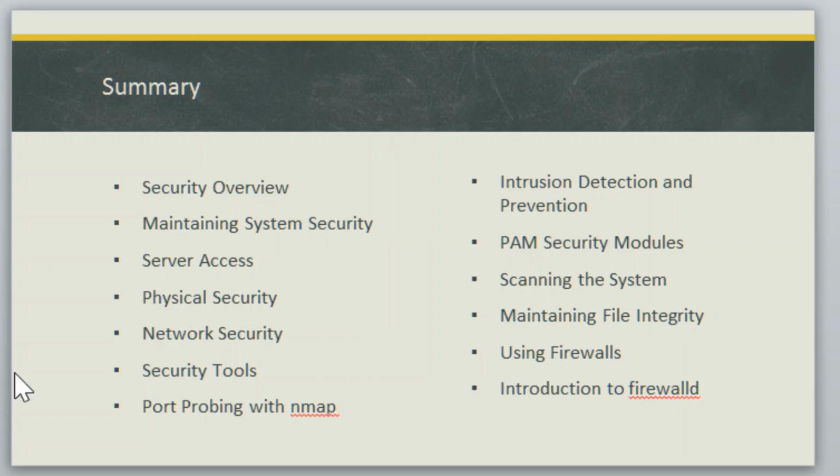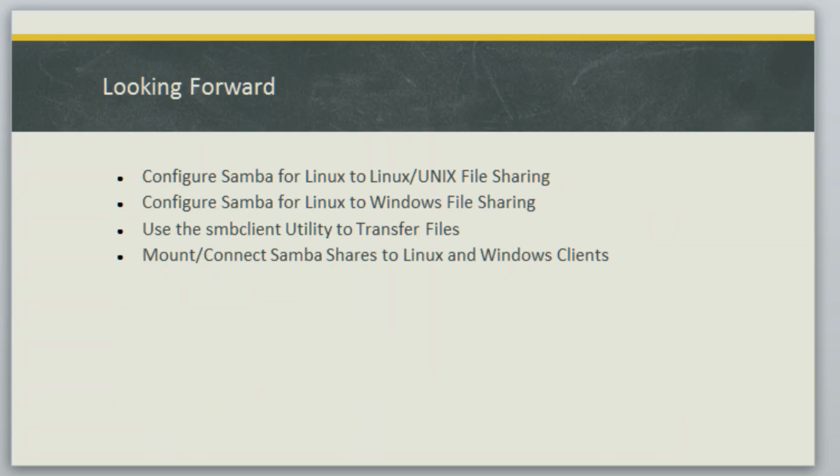So let's summarize. We went over security overview, maintaining system security, server access, physical security, network security, security tools, probing with Nmap, intrusion detection and prevention, PAM security modules, scanning the system, maintaining file integrity, using firewalls, and introduction to firewalld. Next session, we're going to go over configuring Samba for Linux to Linux Unix file sharing, configure Samba for Linux to Windows file sharing, use the SMB client utility to transfer files, which is the Samba client, and then mount and connect Samba shares to Linux and Windows clients.